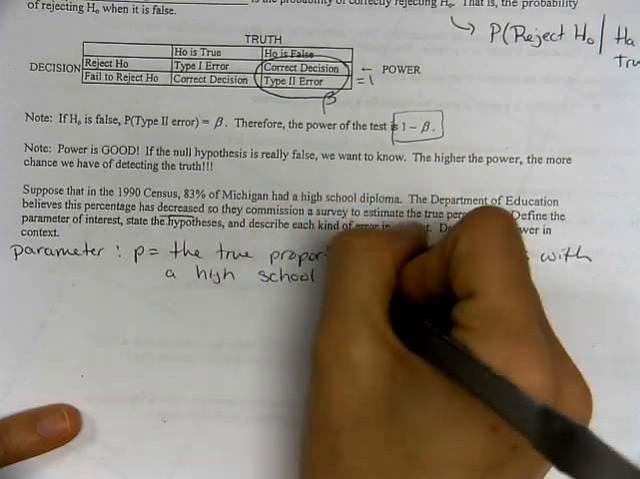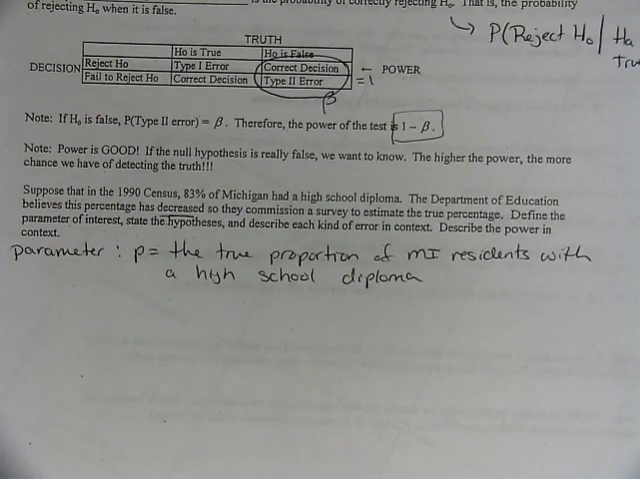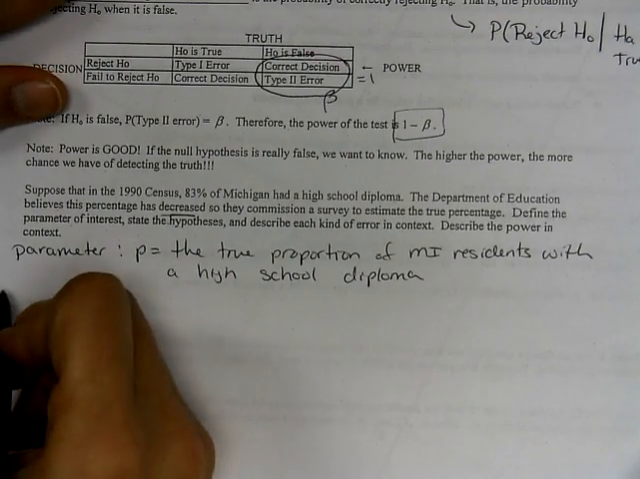I have a question. Yes. Is this just going over Michigan residents that are above high school age, like adults? Yeah, I'm assuming that's what it is.